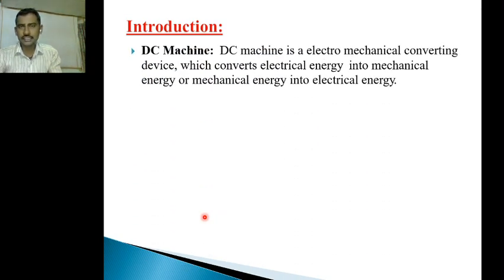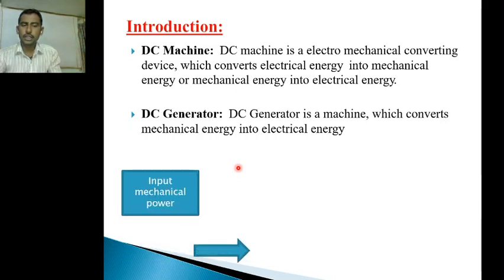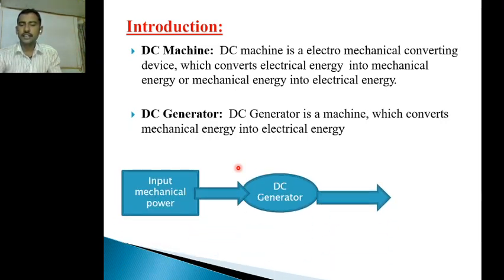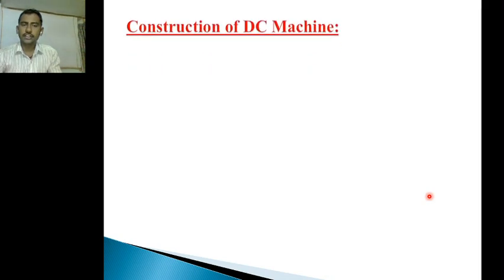That means the term DC machine indicates either a DC motor or a DC generator. But our discussion is only about the DC generator, so that's why I introduce only the DC generator here. The DC generator is a machine which converts mechanical energy into electrical energy. For a DC generator, we give the mechanical input power, and that is converted into electrical output power.